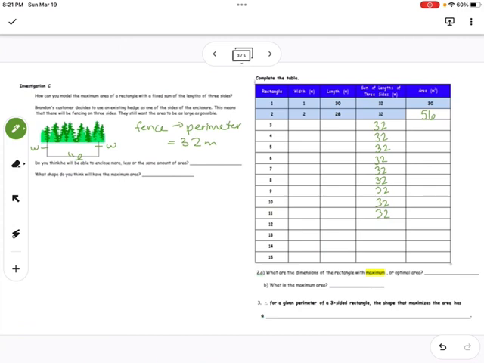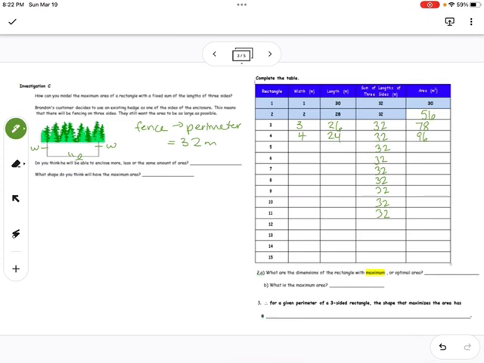Okay, so our next option, we can go with a width of 3. So if we do 3 plus 3, that's 6. 32 minus 6 gives us 26. So our dimensions are 3 and 26. 3 times 26 gives us 78 as an area. Continuing on, we can do a width of 4. 4 plus 4 is 8. 32 minus 8 is 24. 4 times 24 gives us 96.